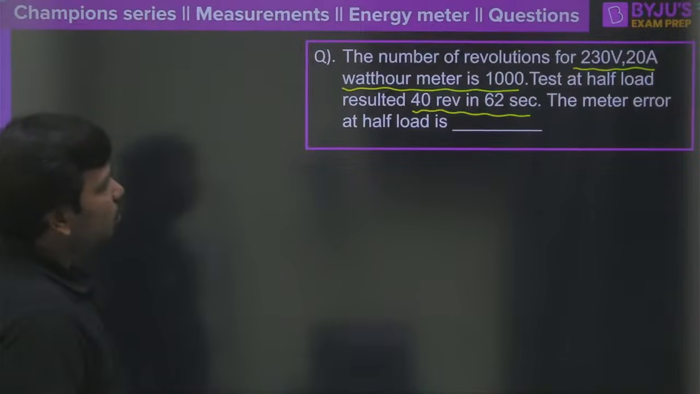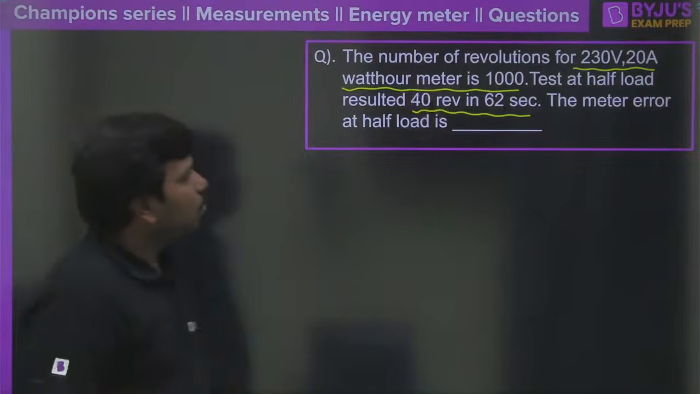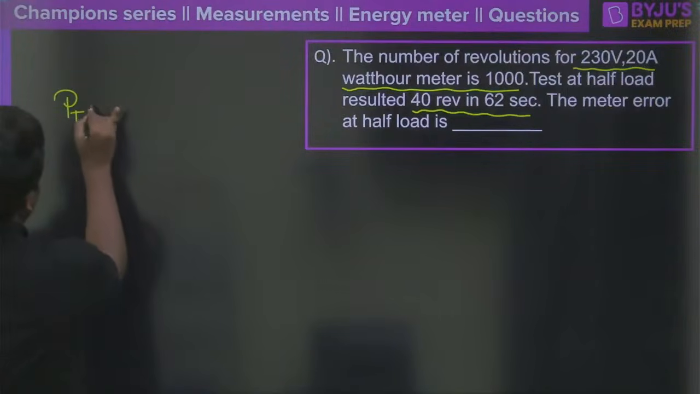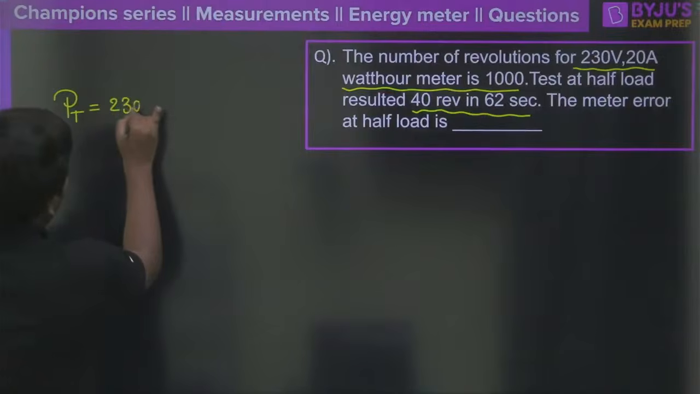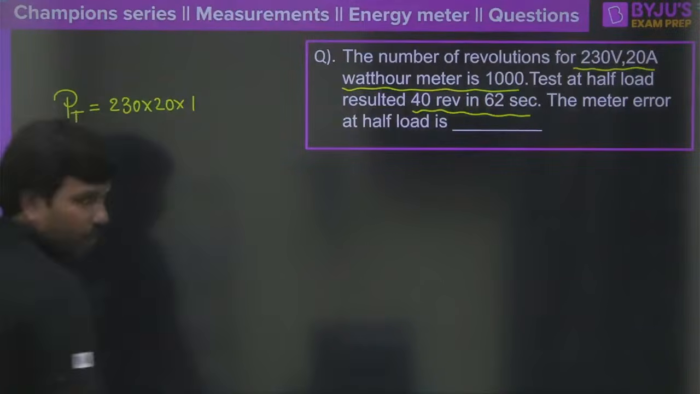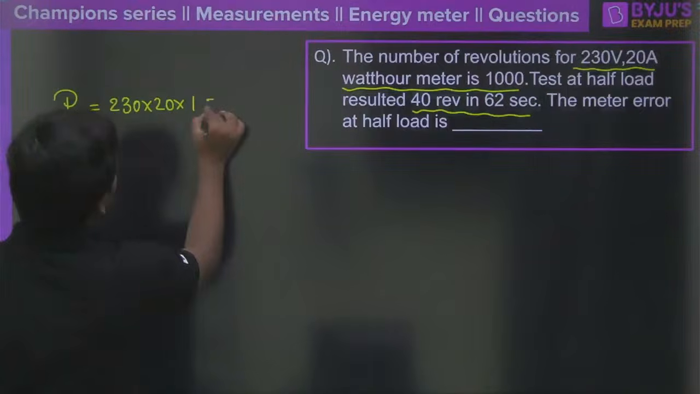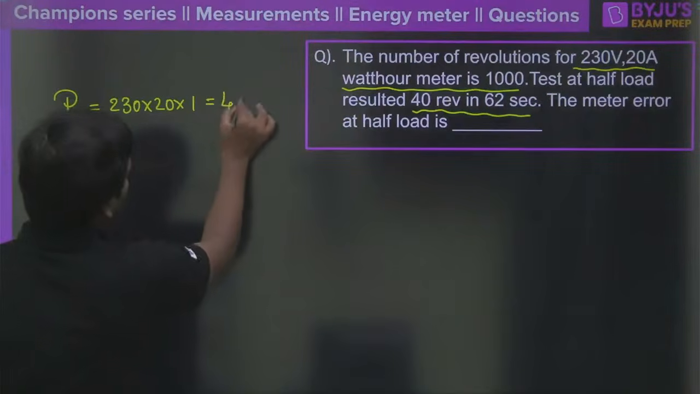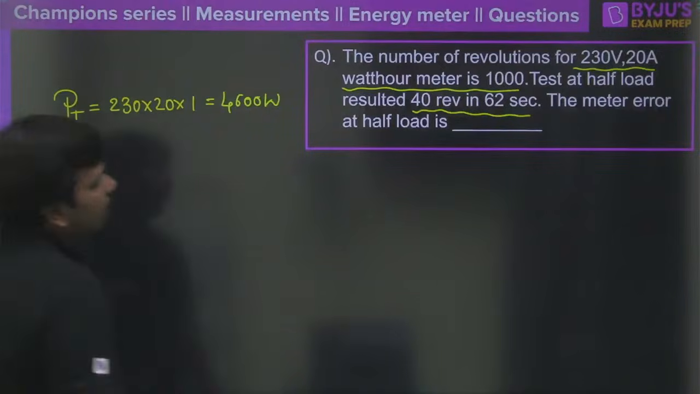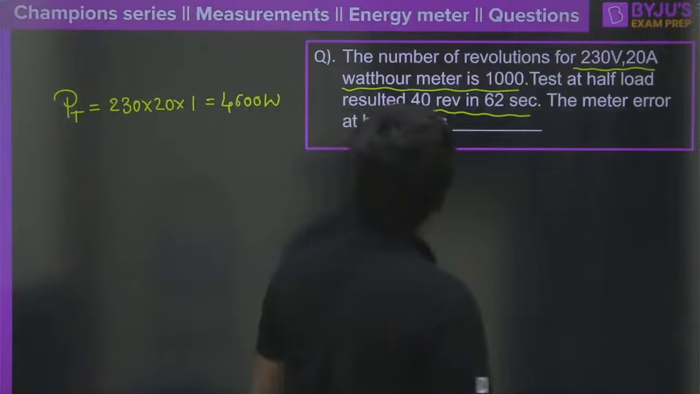So what we should do first is try to identify the meter constant here. 230 volt into 20. What is the total power here? P total is equal to 230 volt into 20 ampere current into power factor; since power factor is not mentioned, we will take 1. How much would it be here? It will be 4600 watt.